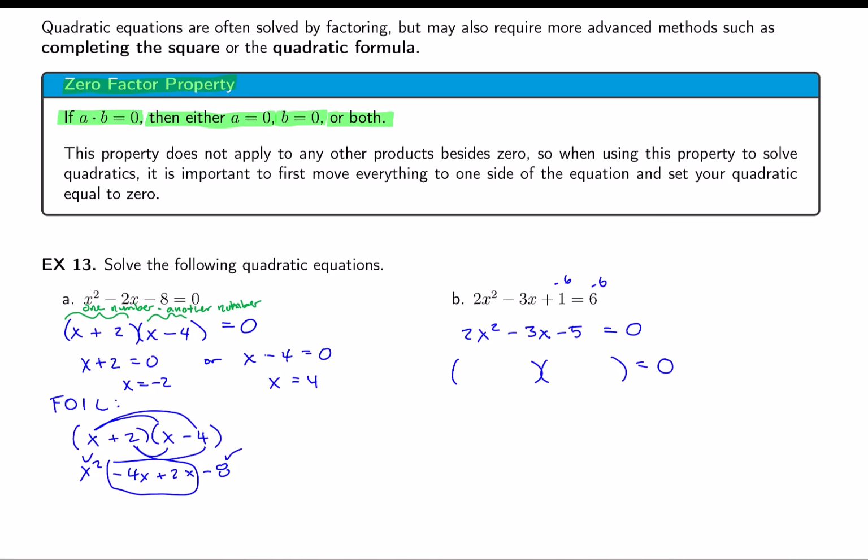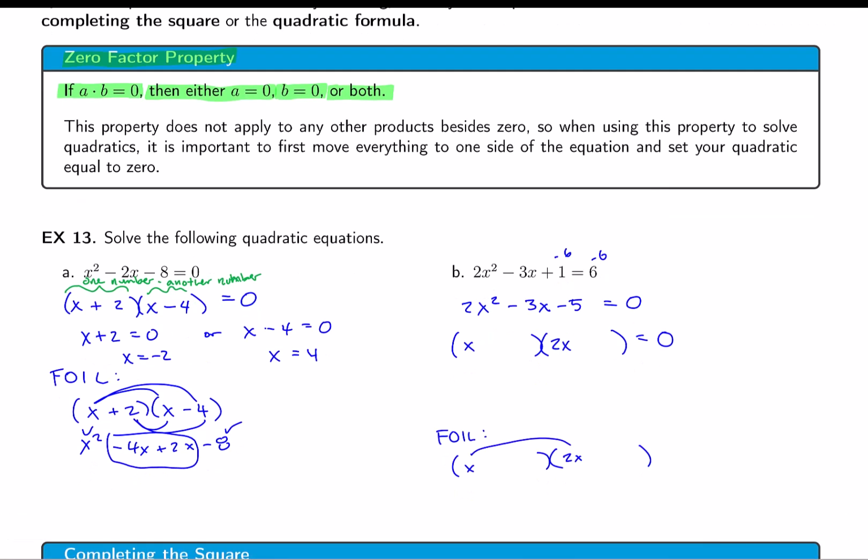All the others rely on guess and check in some way. So it's not like you're not doing guess and check. It just looks a little bit different. But regardless, what you need here are two things that multiply together to give you 2x squared. And really your only possibilities are x and 2x. Because again, you're doing reverse FOIL. So you need two things that are going to multiply to give you that first term. So x and 2x multiply together when you do the first two to give you 2x squared.